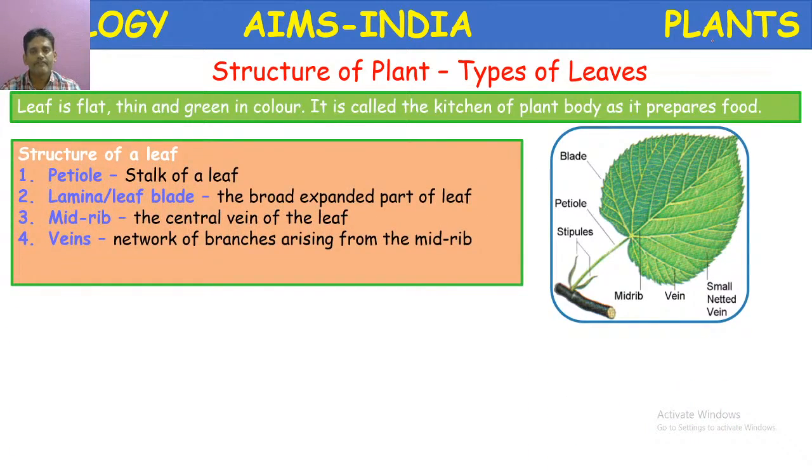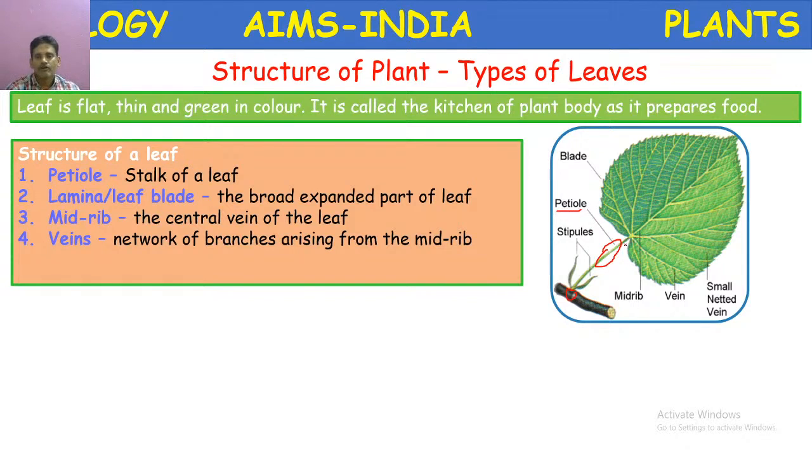Structure of leaf. If you take a leaf, the leaf is attached to the nodal region of the stem. This is the stem. This is the nodal region where the leaf arises. And the stalk of the leaf, this portion of the leaf, is called the petiole. Stalk of the leaf is called petiole.